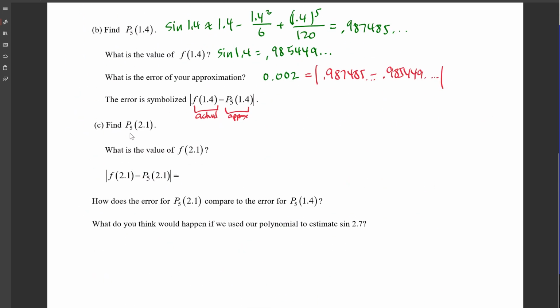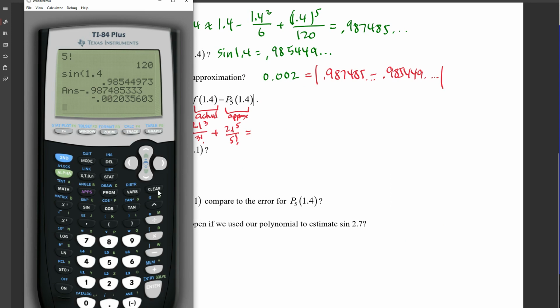All right, so what if we did 2.1 here? So what I'm going to do is say 2.1 minus 2.1 raised to the third power over 3 factorial plus 2.1 raised to the fifth power over 5 factorial. What is that equal to? Let me get my calculator out.